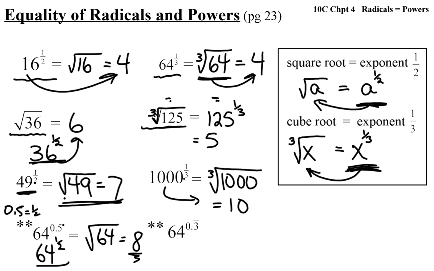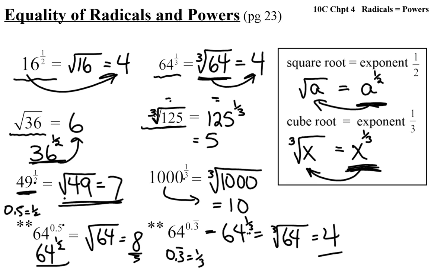64 to the exponent 0.3 repeating. Well, a little more complicated, but the same idea. What's 0.3 repeating? You should know that that's the same as 1/3. That's a benchmark fraction. So we have 64 exponent 1/3, because decimal 3 repeating is just 1/3. So fractional exponent, it's 1/3. That tells us cube root 64. What do we multiply 3 times to get 64? We multiply 4.